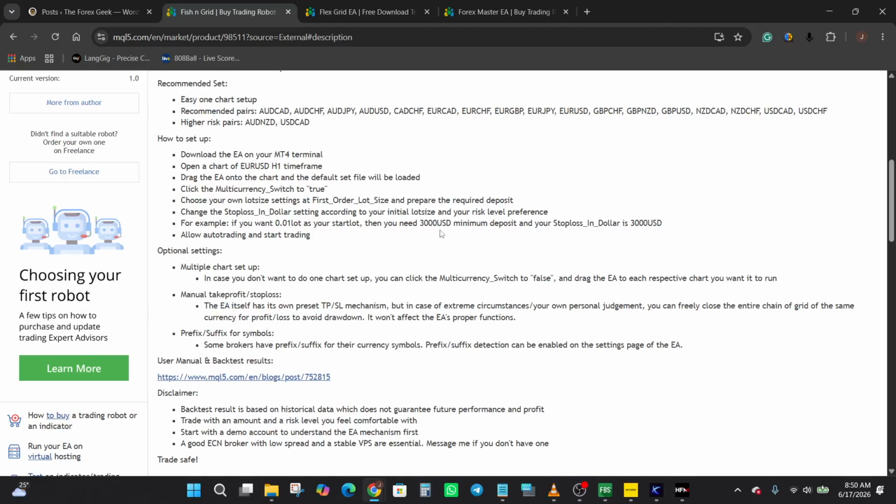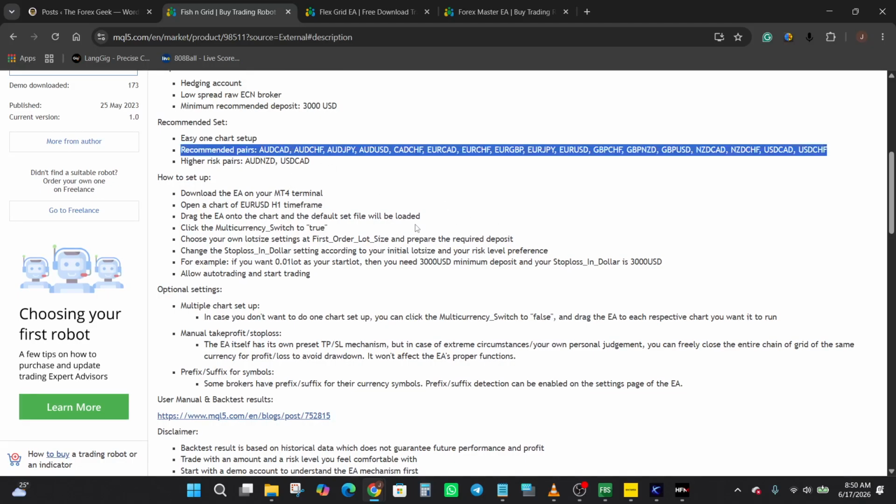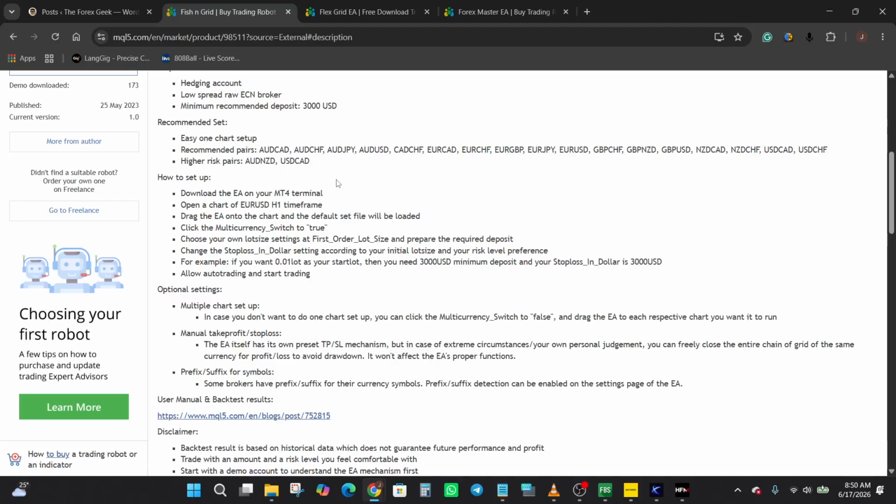Now, looking at the supported symbols, the recommended portfolio includes pairs such as AUD CAD, AUD CHF, AUD JPY, AUD USD, CAD CHF, Euro CAD, Euro CHF, Euro GBP, Euro JPY, Euro USD, GBP CHF, GBP NZD, GBP USD, NZD CAD, NZD CHF, USD CAD, and USD CHF. The description also highlights certain pairs as carrying higher risk.